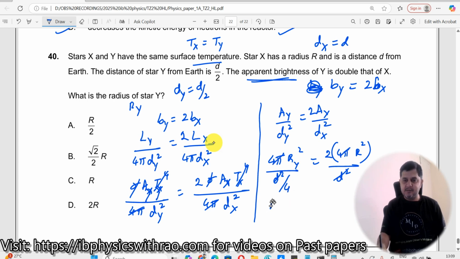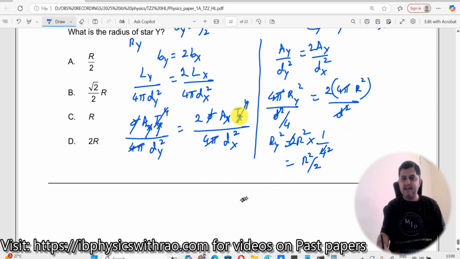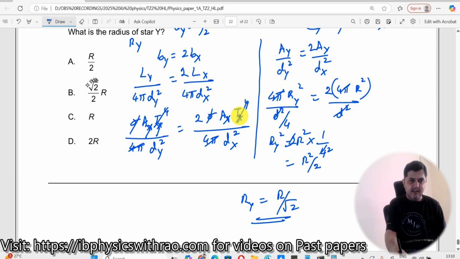I have RY square is equal to R square, and the 1 by 4 goes to the other side, and there was a 2 here. So it becomes R square divided by 2. So finally, RY is equal to R by root 2. I can write it like this, this 2 goes away, and you get 1 by root 2 times R. So therefore, B is the right answer.